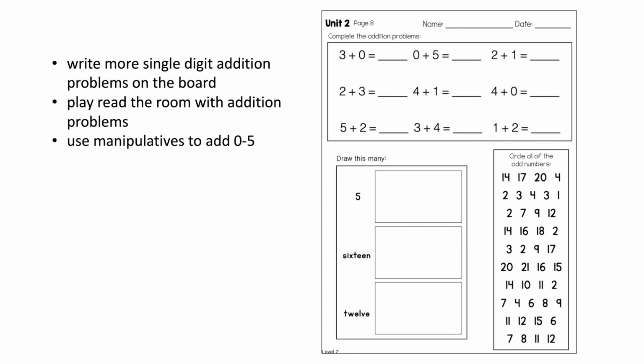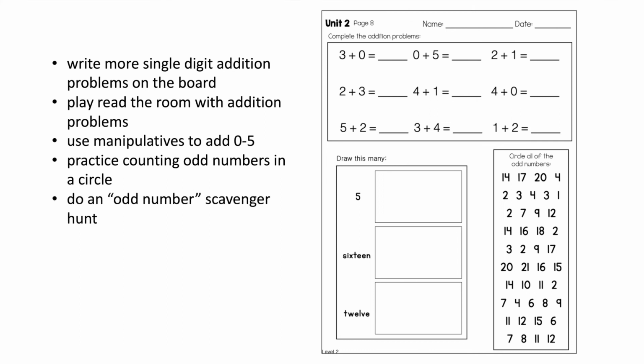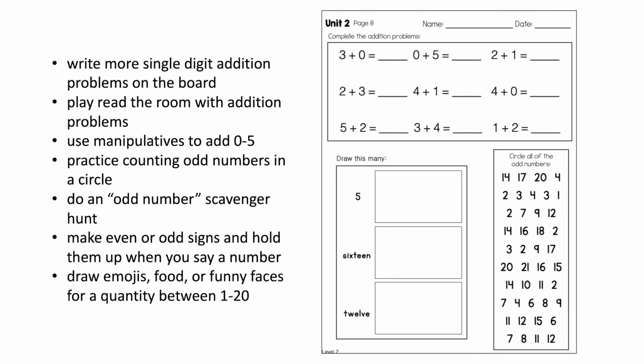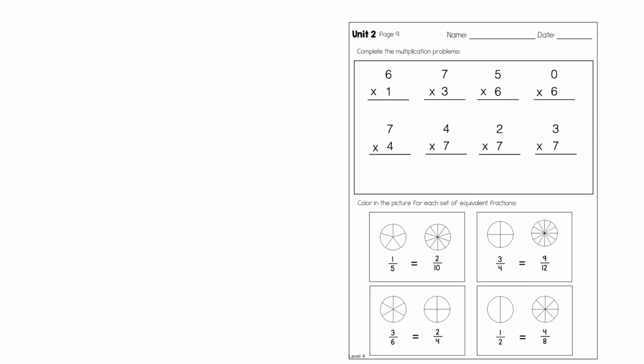You could use manipulatives to add 0 through 5. You could make up fake word problems and practice with manipulatives. For odd numbers, you could practice counting odd numbers in a circle. You could do an odd number scavenger hunt around the room. You could make odd or even signs and have kids hold them up when you say or shout out a number. You could make this a competition or a game. And then for quantities, you could practice drawing emojis or different food or funny faces for quantities up to 20.